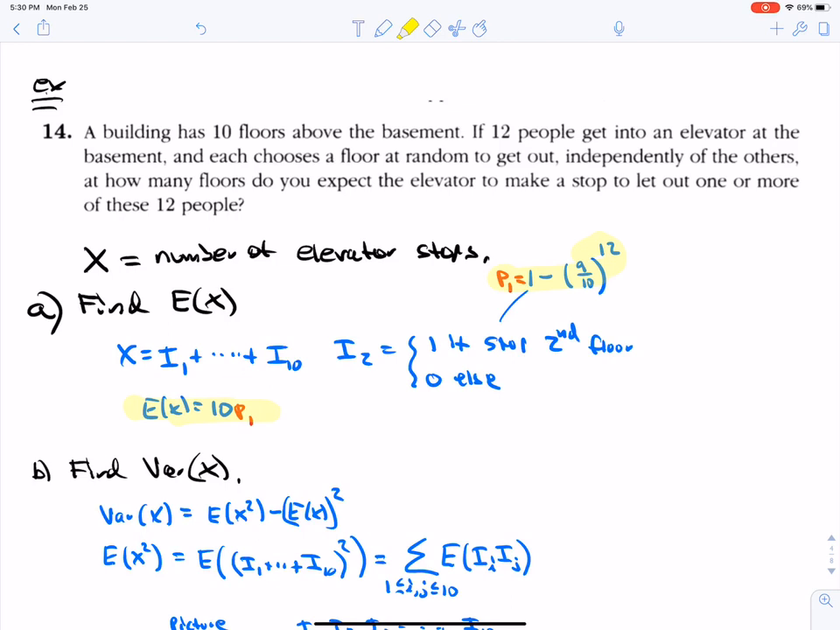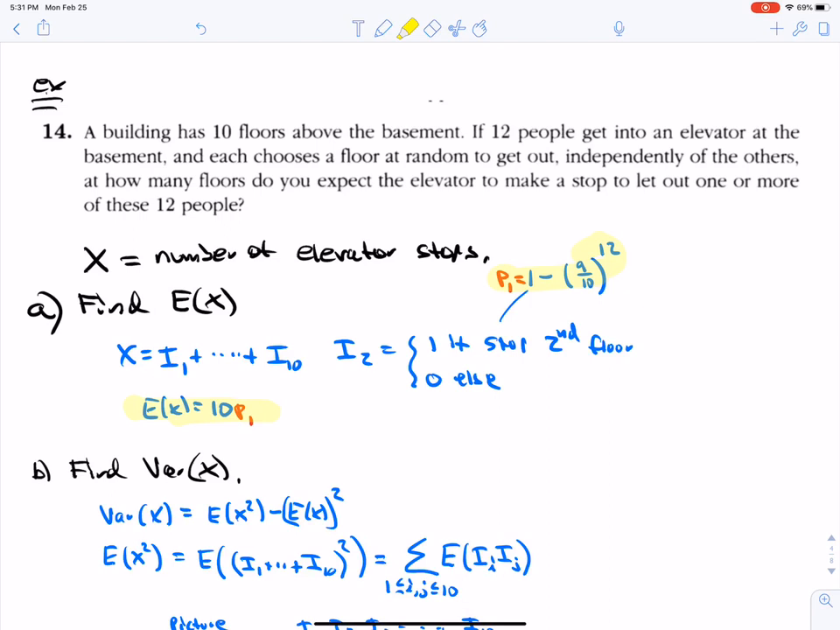So to find the expectation of X, of course, we have 10 indicators, one for each floor, and I2, for example, is 1 if they stop at the second floor, and we can find that probability. Let's call it p1. So that would be 1 minus the probability that it doesn't stop at the second floor, which means that all 12 people don't want to get off at the second floor, and the chance of that would be (9/10) to the 12th power. So we get the expectation of X is 10 times p1.